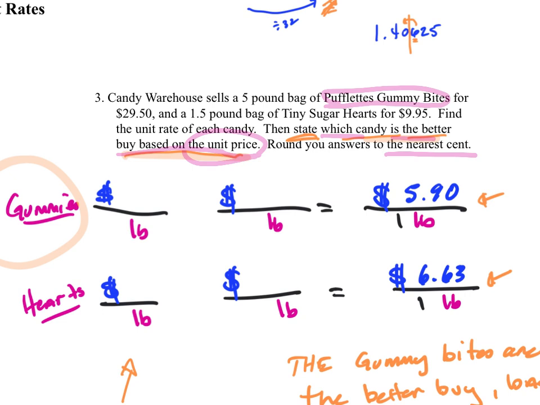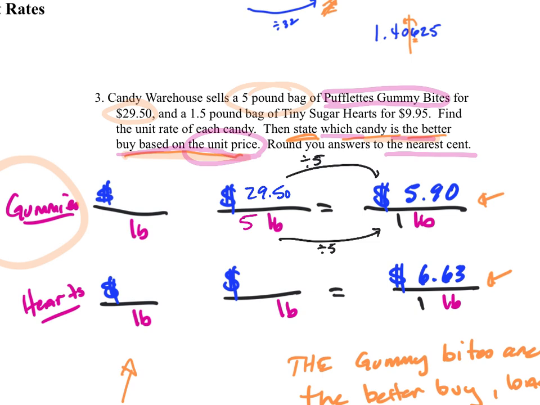Okay. So when I look at the gummy bites, it's 5 pounds for $29.50. So I'm going to say there's 5 pounds at $29.50. And I want to know what it's going to take to get 1 pound, right? So I'm going to have to divide that by 5. And that means I have to divide this by 5.